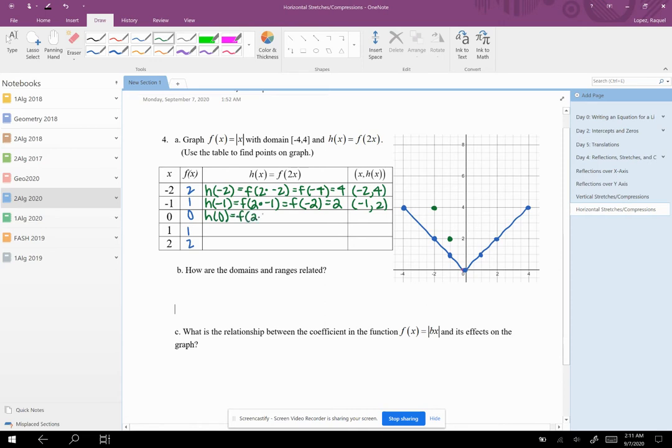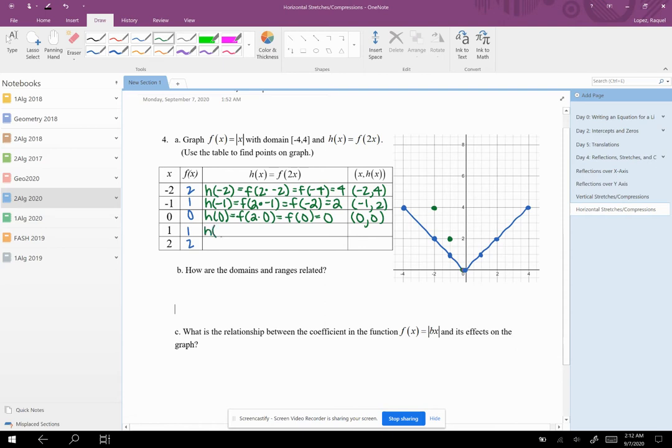Okay, h of 0. So f of 2 times 0. 2 times 0 is just 0. So f of 0, and we already know that that's 0 because we're doing absolute value. 0 is 0 away from 0. Say that 3 times fast. 0 is 0 away from 0.